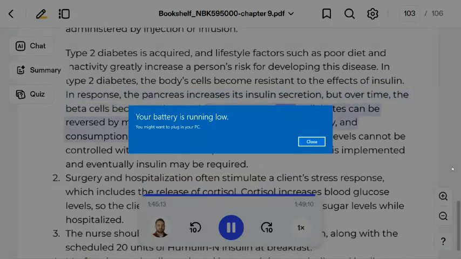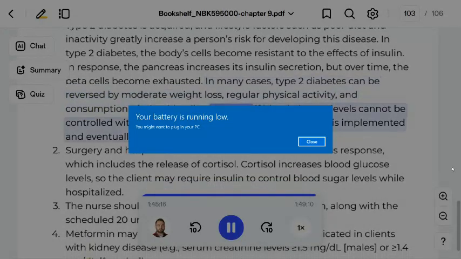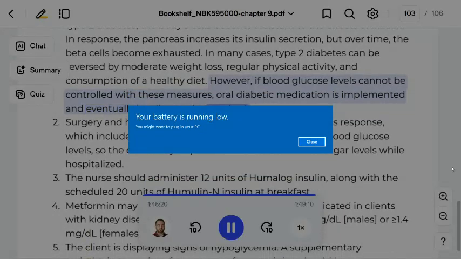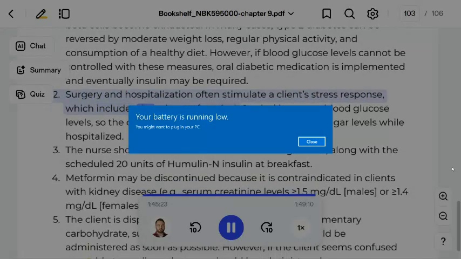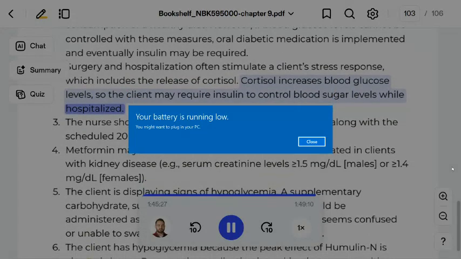In many cases, type 2 diabetes can be reversed by moderate weight loss, regular physical activity, and consumption of a healthy diet. However, if blood glucose levels cannot be controlled with these measures, oral diabetic medication is implemented and eventually insulin may be required. 2. Surgery and hospitalization often stimulate a client's stress response, which includes the release of cortisol. Cortisol increases blood glucose levels, so the client may require insulin to control blood sugar levels while hospitalized.